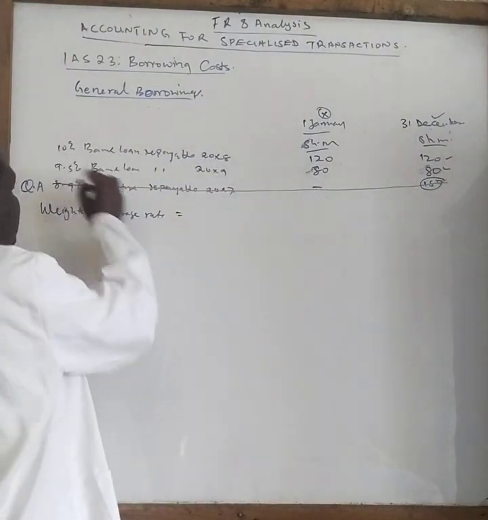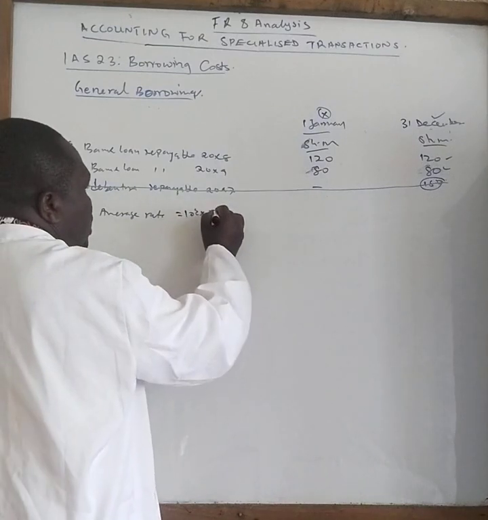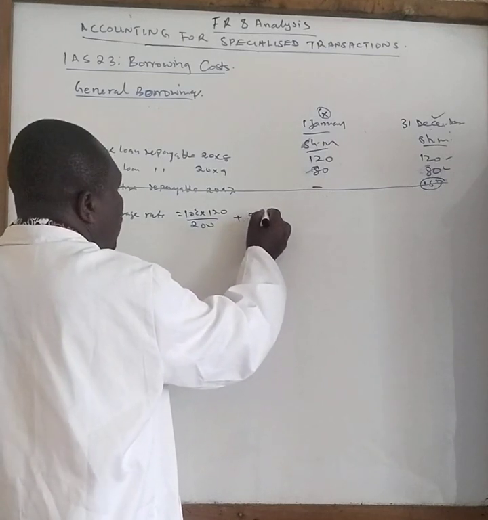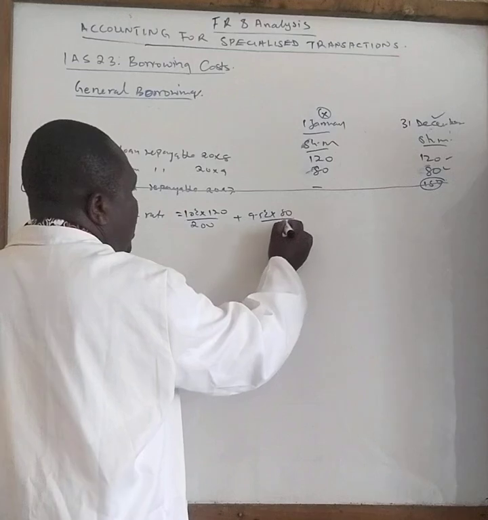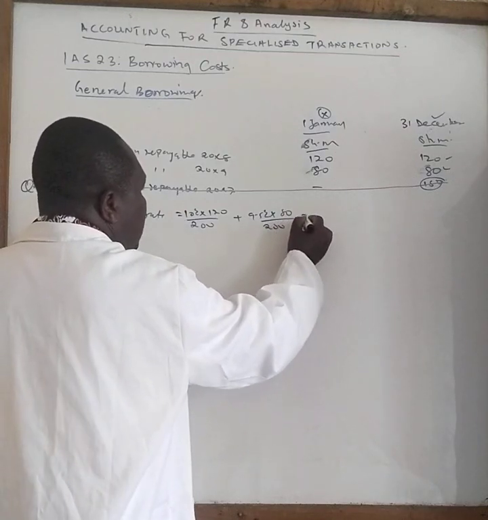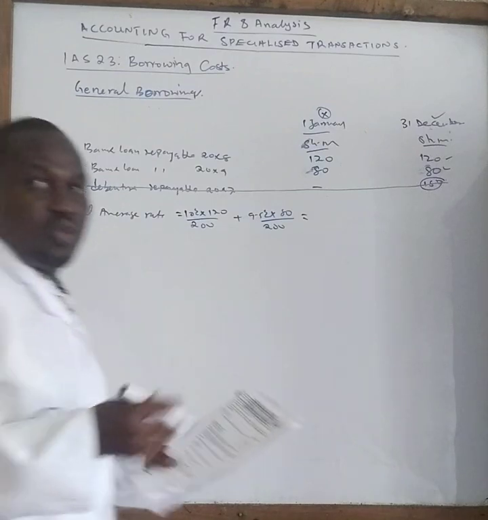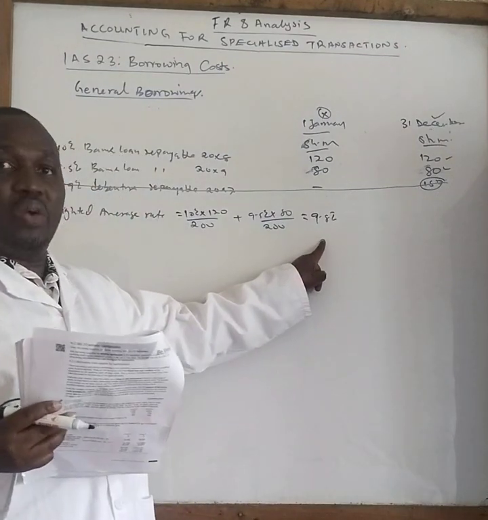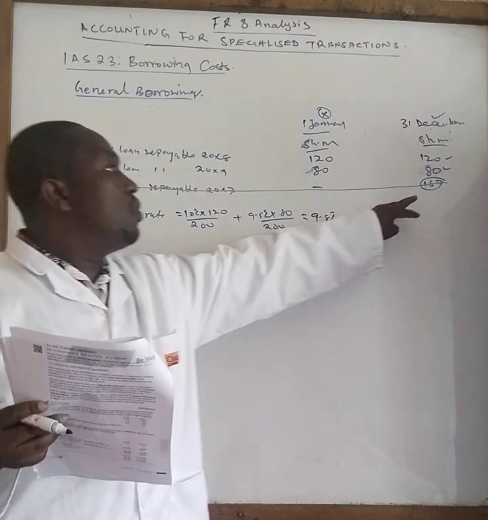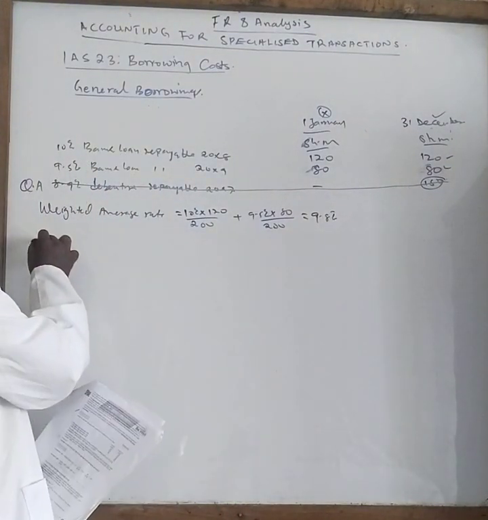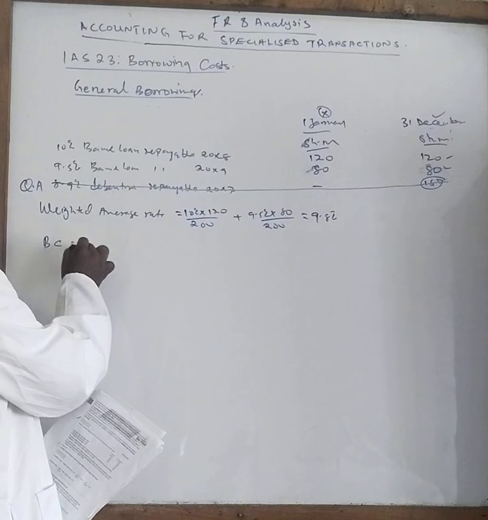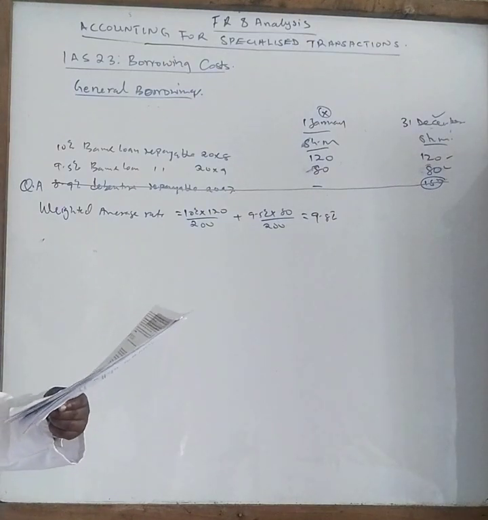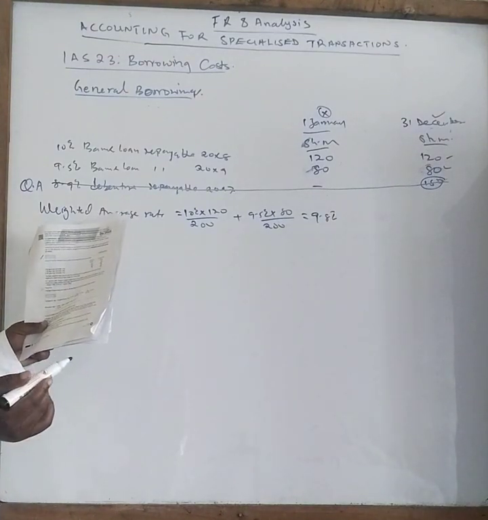So our weighted average will be 10% of 120 divided by the total, which is 200. Then plus 9.5% of 80 divided by 200. Then what is your rate? If you calculate well using your calculator, you will get 9.8%. So this is our rate. This rate is what we are going to use to calculate our borrowing cost on the qualifying asset. So the borrowing cost will be 9.8%. But now they are of different years, so we have the first one and the second one.